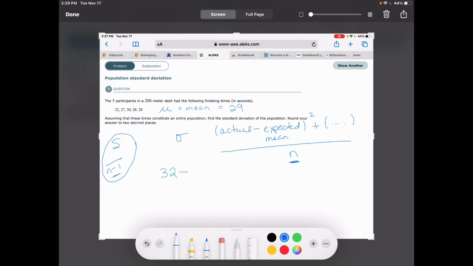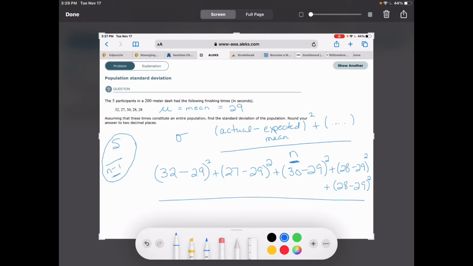So 32 minus 29 squared plus 27 minus 29 squared plus 30 minus 29 squared plus 28 minus 29 squared. Notice that squaring is going to make all these positive. Sorry, I'm running out of room here. We're going to have another one of these 28s minus 29 squared. We get all of that, we're going to divide that by 5.